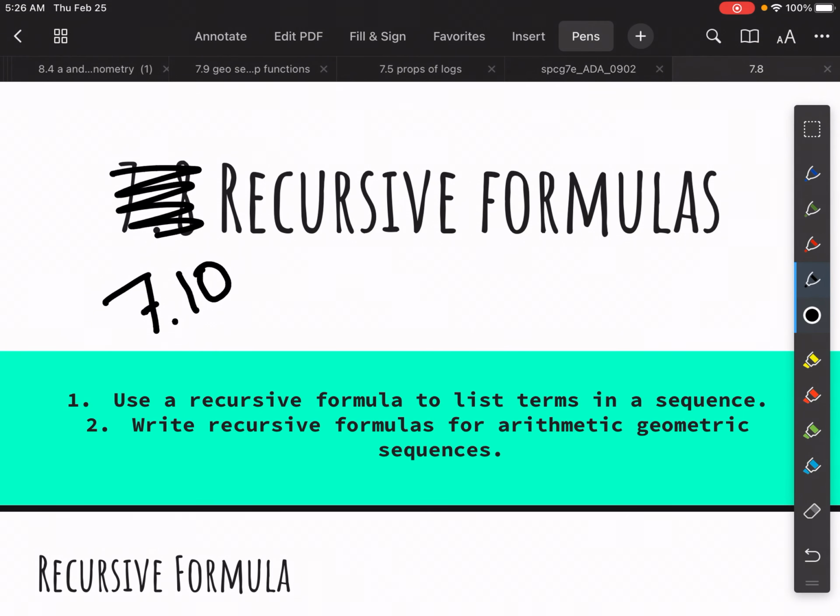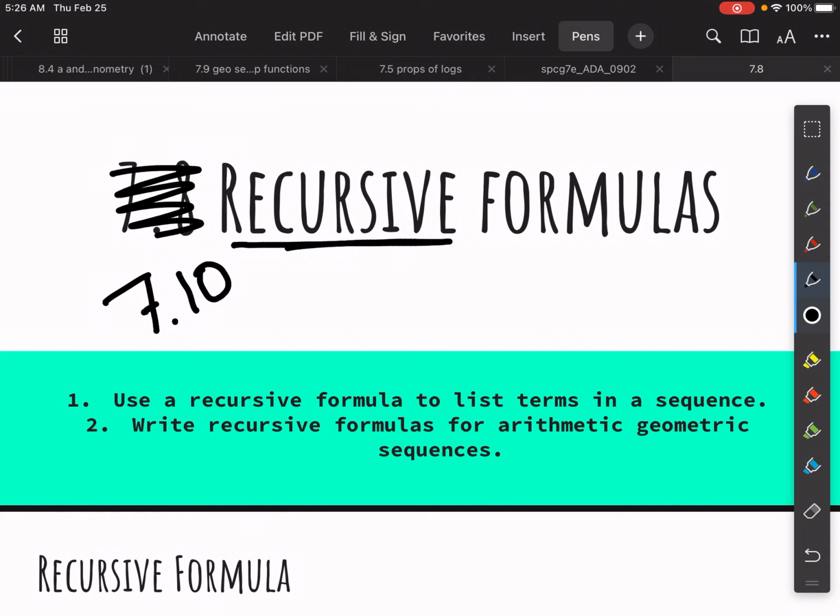Alright guys, hey, this time we are moving into 7.10 recursive formulas. So with these recursive formulas, you're going to see a lot of similarities between what we are doing this time versus what we did last time. But with recursive formulas, we are always depending on the previous term.